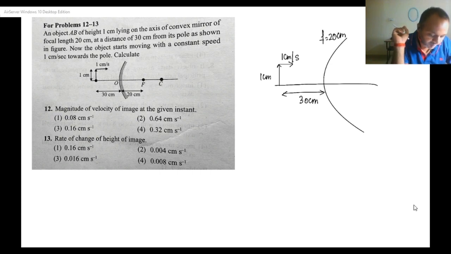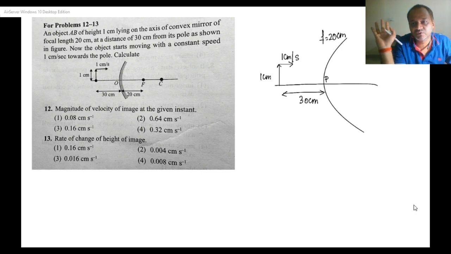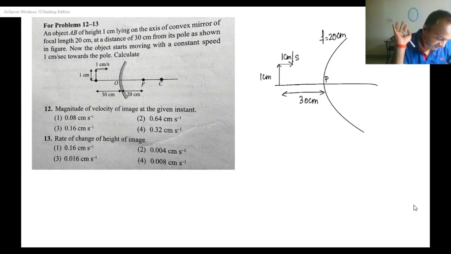You can see here, and the distance of this extended object from the pole of the convex mirror, right? This is the pole of the convex mirror. From the pole of the convex mirror is 30 centimeter. That is what is given. The focal length of the convex mirror is also given, that is 20 centimeter.